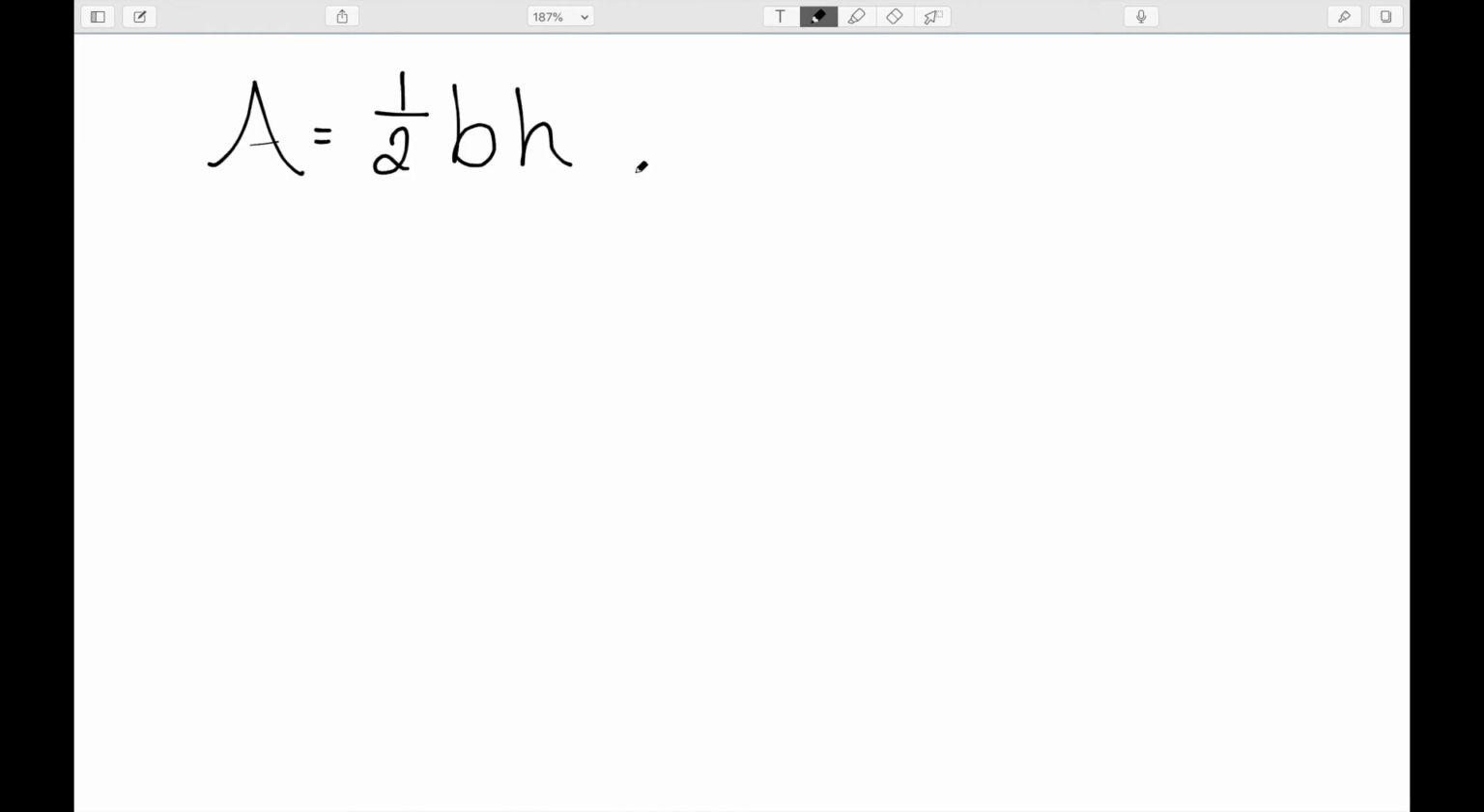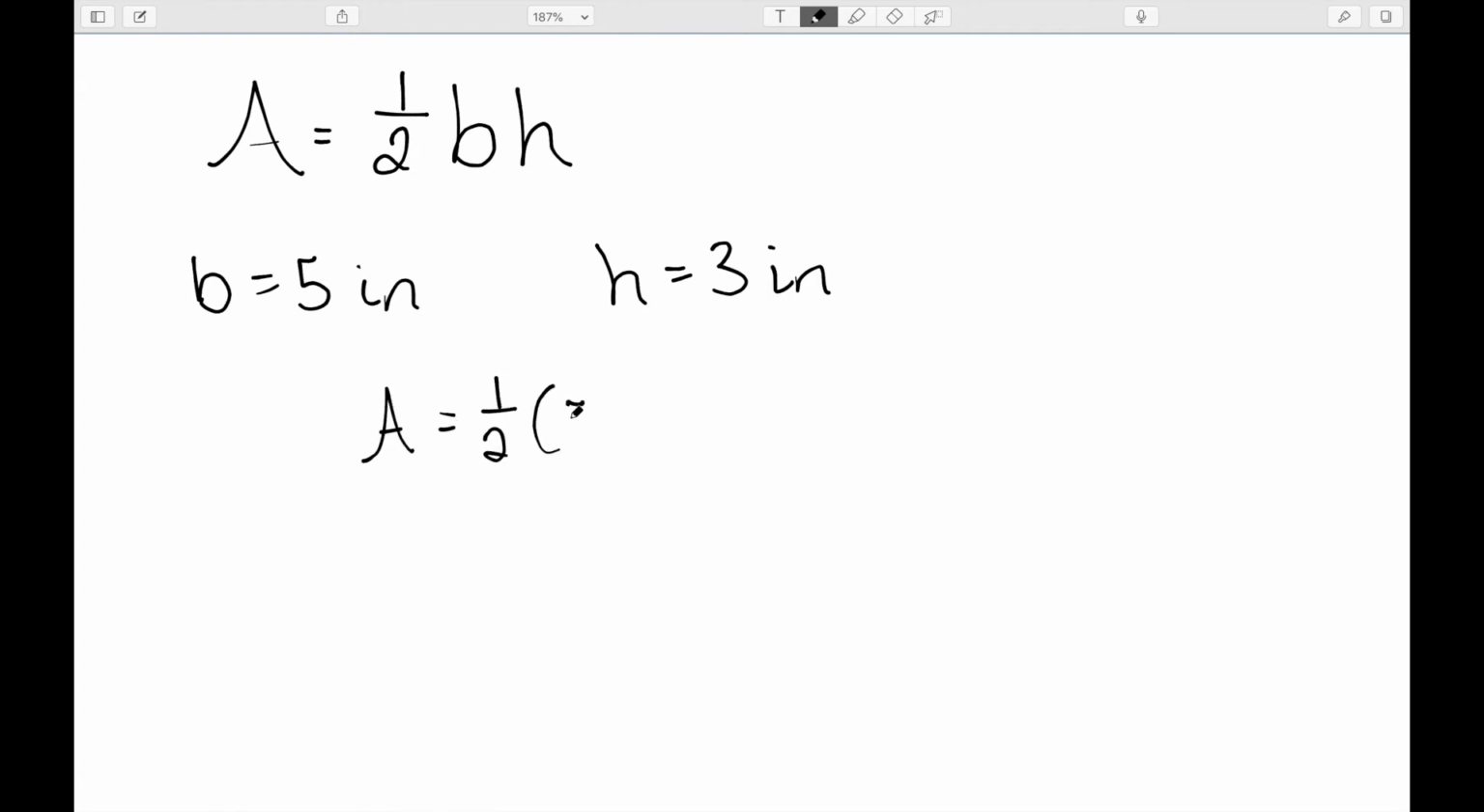1/2 base times height. So if we know a base is 5 inches long, and we know the corresponding height is 3 inches, then the area would be 1/2 times 5 times 3 square inches, or 7.5 square inches.